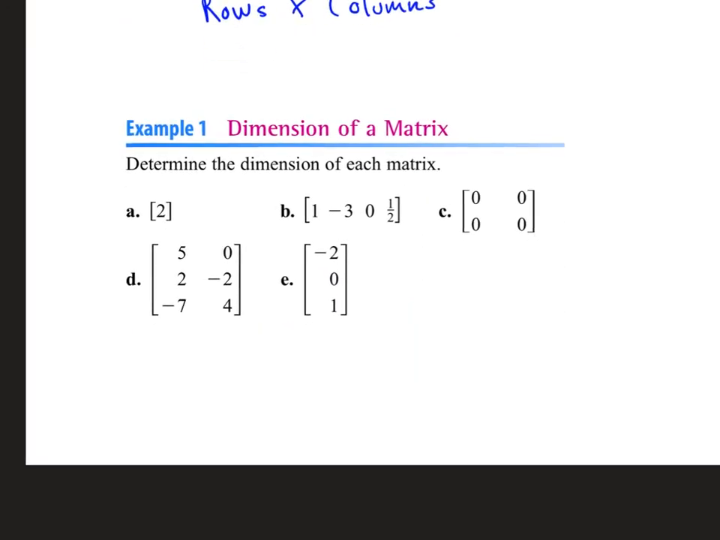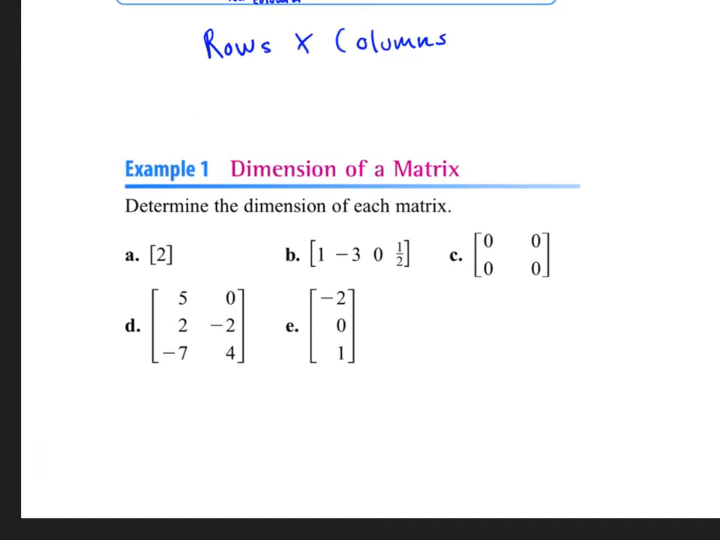In example 1, all we have to do is determine the dimension of each matrix, so we just have to say our rows by columns. How many rows do we have in the first matrix, A? 1. And how many columns? 1 column. So it's a 1 by 1. In B, how many rows do we have? 1. And how many columns? 4. So it's a 1 by 4.